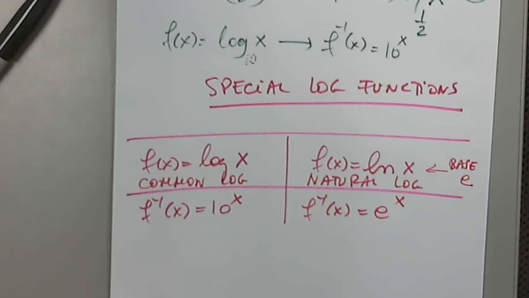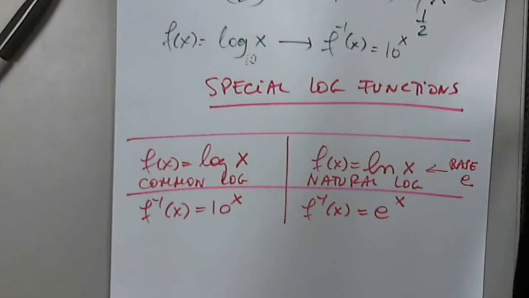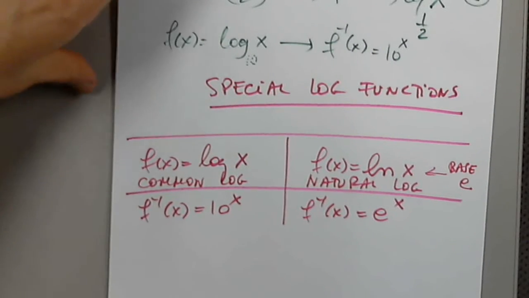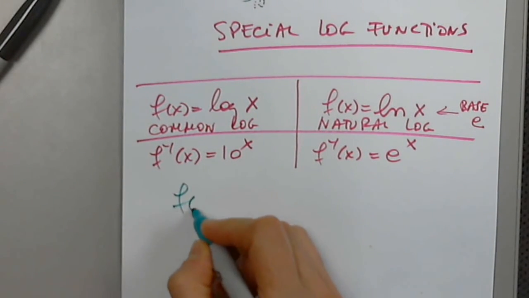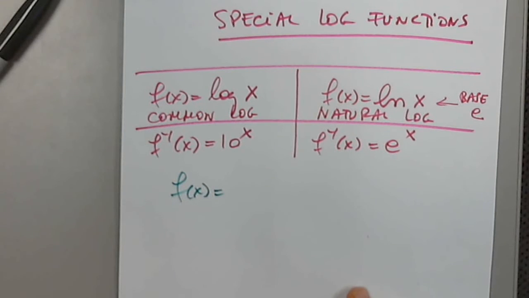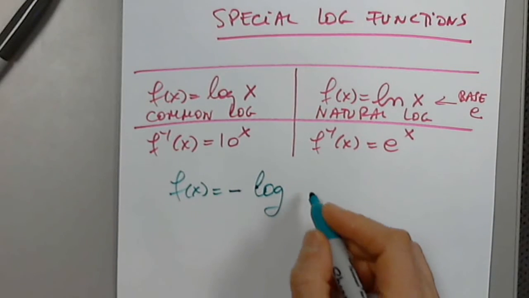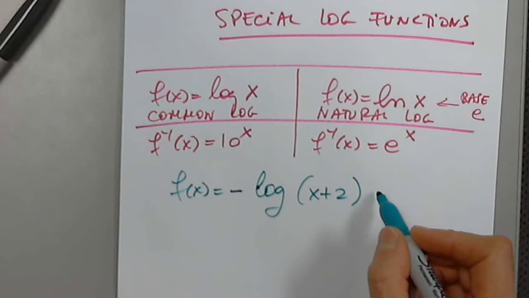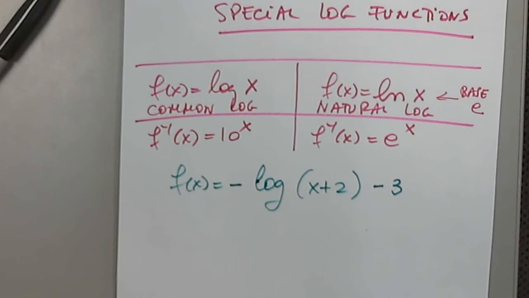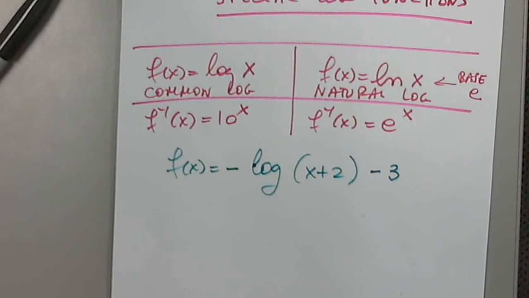Okay, we'd like to look at a few applications, and also a function with transformations. Let's do that. So let's look at f of x equals negative log of x plus 2, and minus 3. Okay, so the question here is asking us to graph the function using transformations.